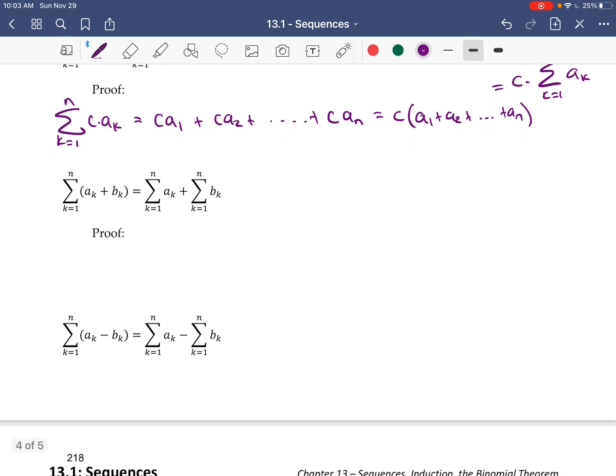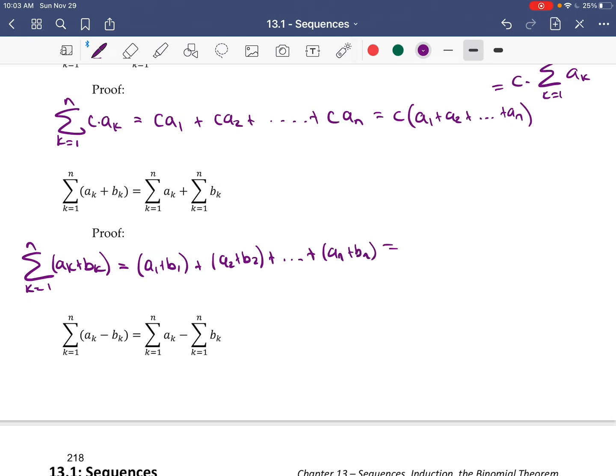Now if I want the sum of two sequences added together, I can do them separately and add after. Here's a little proof. If I just write it out, it's going to be a_1 plus b_1, and then a_2 plus b_2, and I'm going to do that until I get to a_n plus b_n. But these things are all adding, so it doesn't matter what order I add. So I could instead add all the a's and then add all the b's, which is the same as doing the sum of the a's and then adding the sum of the b's. So you see that's why that works.